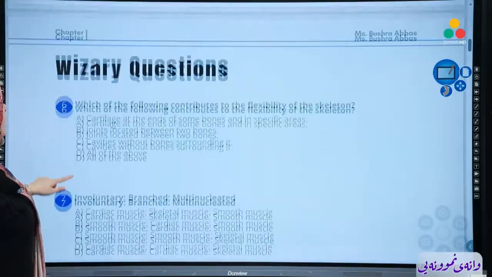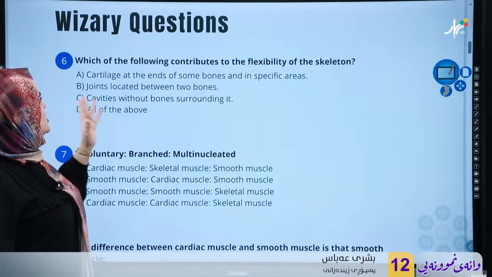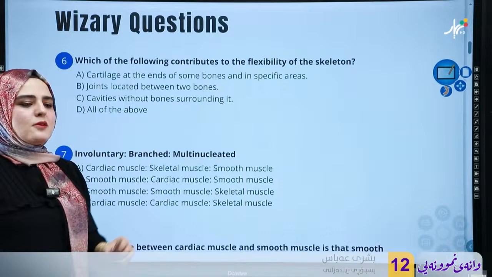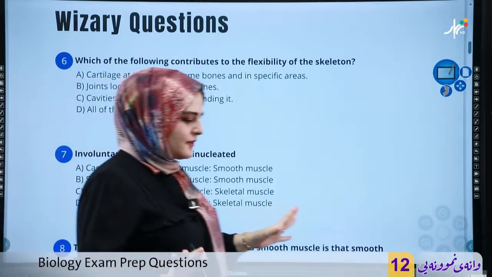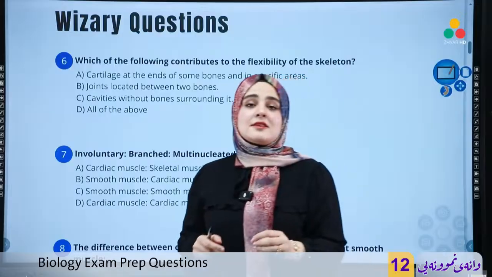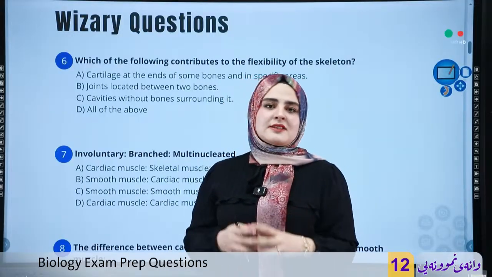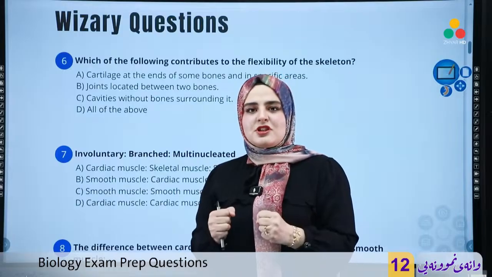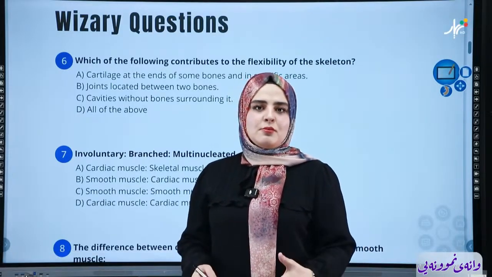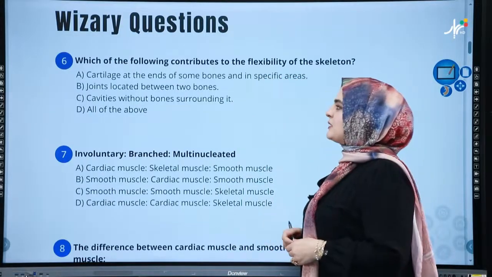We're still at chapter 1, question 6. Here it says, which of the following contributes to the flexibility of the skeleton? We studied the functions of the parts of the bones, and one thing that makes our skeletal system so good and well developed is that it is flexible at certain points. It's rigid, but it's not fixed in its place so that you cannot move it. Let's see which one of these is actually adding to this flexibility.